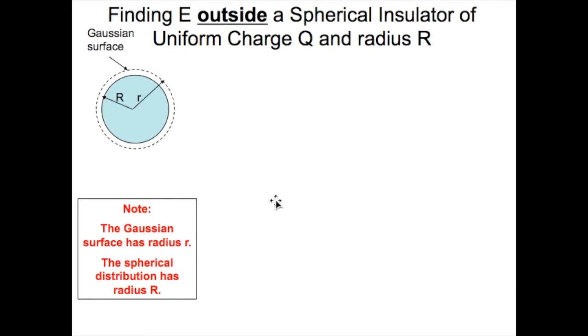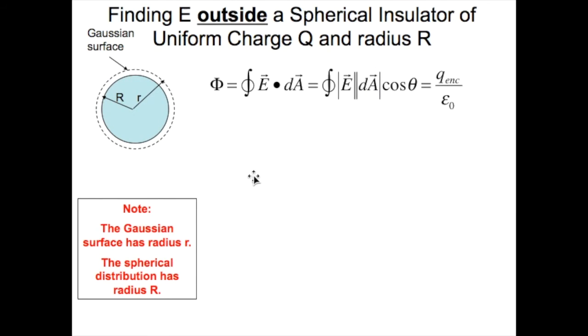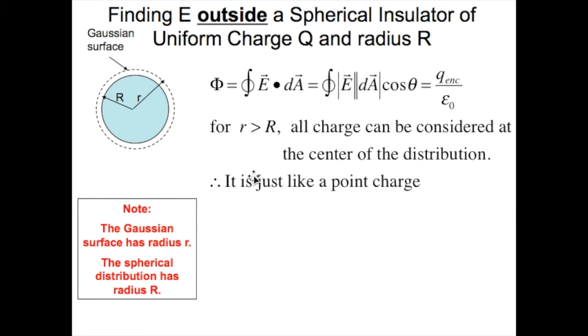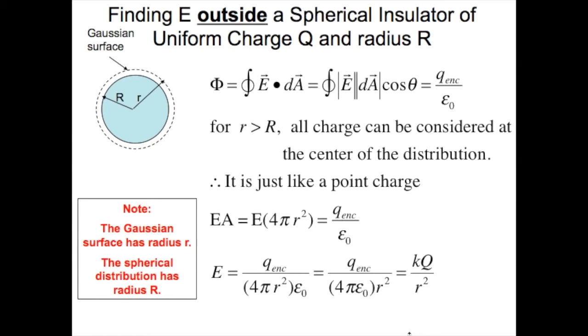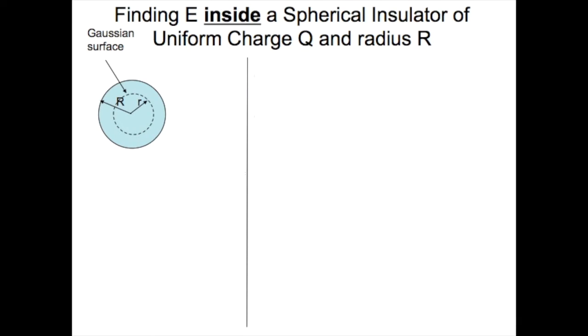Outside a spherical insulator, even if it's an insulator, it doesn't matter. All the charge is enclosed inside. According to the shell theorem, we treat it like a point charge, same as before. And so we end up with the same result we had before, kQ over r squared. And the direction, again, depends on the sign of Q enclosed.